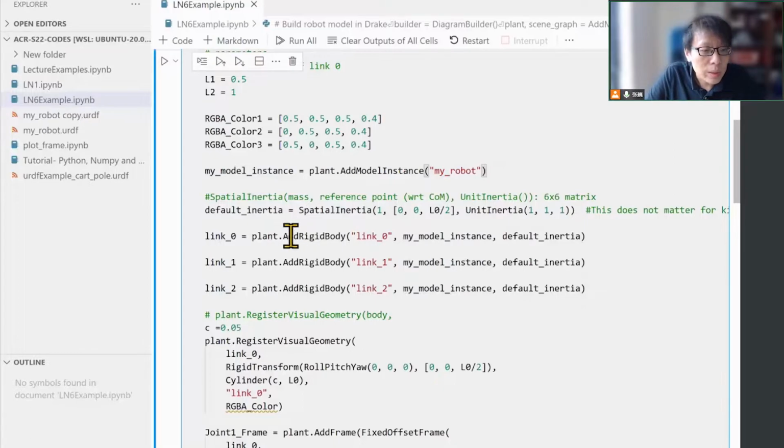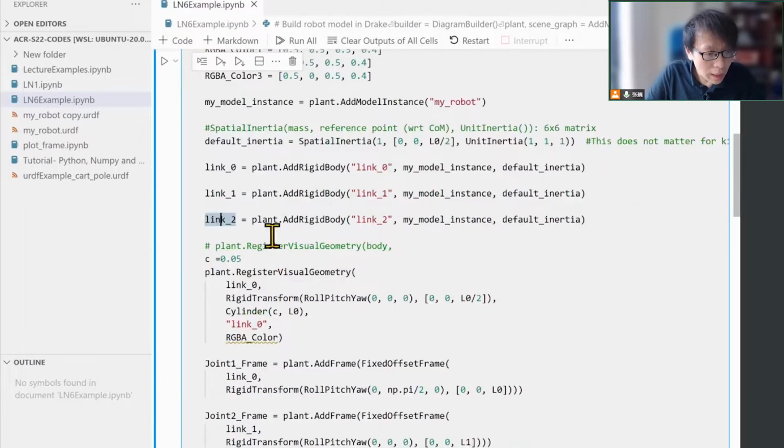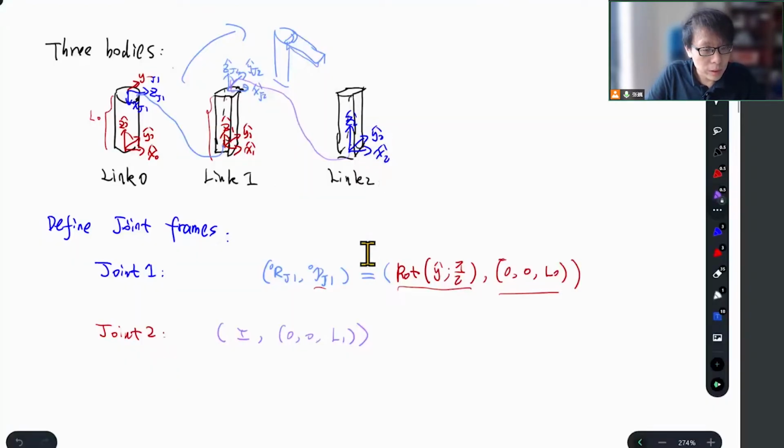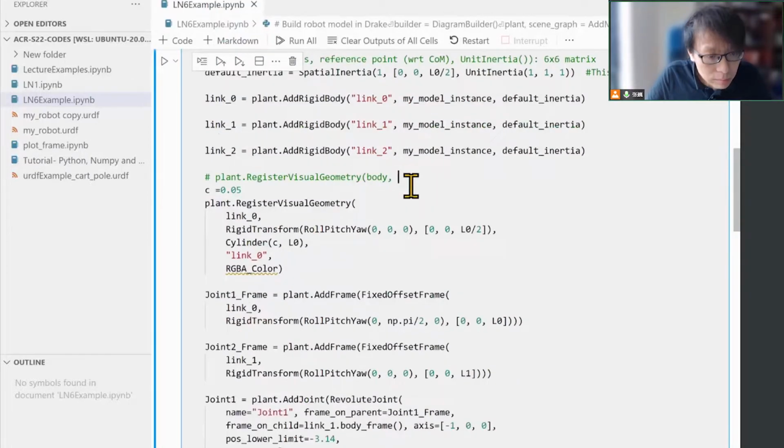When you create or add a body, you have to give it some inertia properties, and this doesn't matter for a kinematics example. So I randomly pick one that doesn't report an error, and that's fine. This part is only for the sake of making sure I can add a body. So after these 3 lines of code, I have 3 bodies here. Now, this is similar to URDF as well.